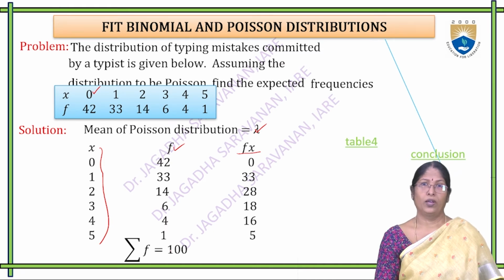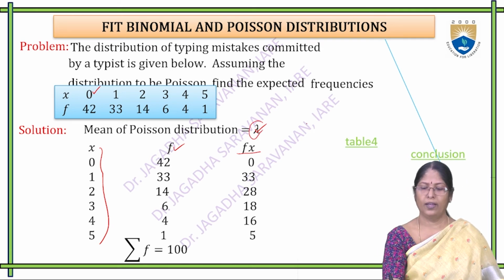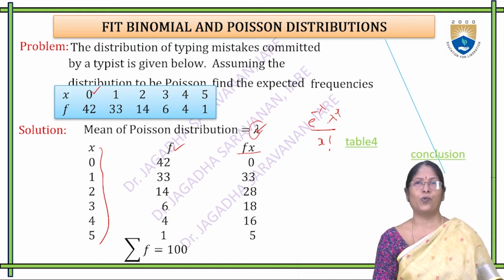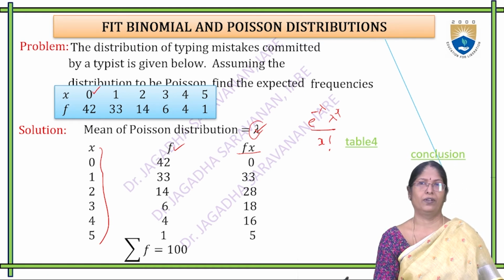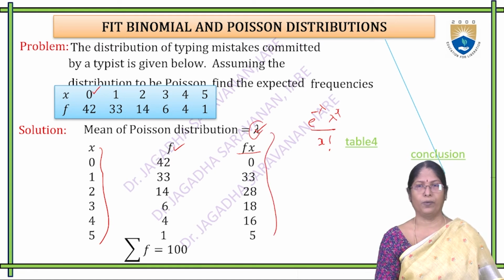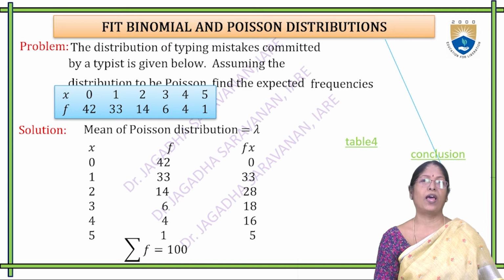and summation f. Here also we want the Poisson distribution formula, which is e power minus lambda, lambda power x by x factorial. To use this formula, we must know the value of lambda. But the value of lambda is not given in the question. That is the reason these steps are done while solving the problem, to approach the value of lambda.